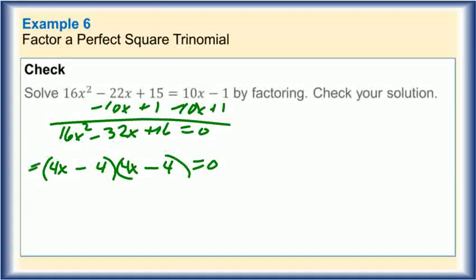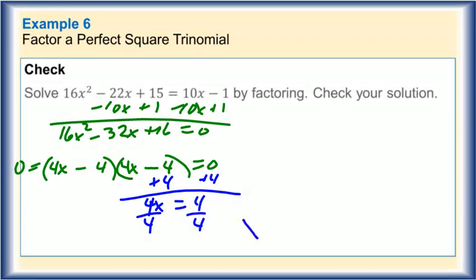Make it equal to 0. But since the binomials are the same, I only need to solve for one of them. So I'm going to add 4 to both sides, and I have 4x equaling 4. Divide by 4. x would equal 1. So my solution here would be 1.